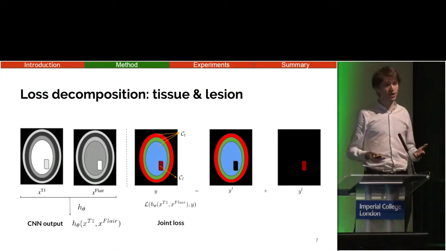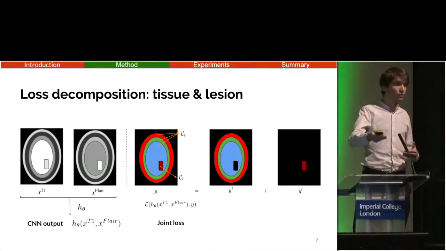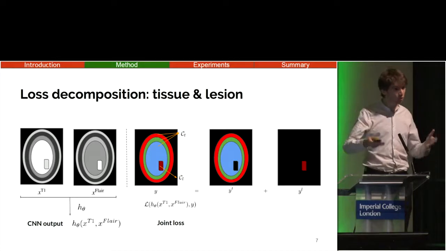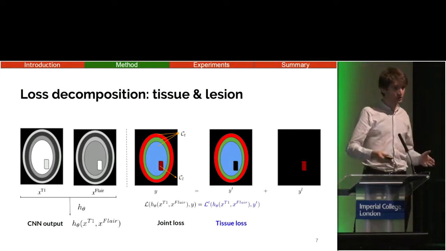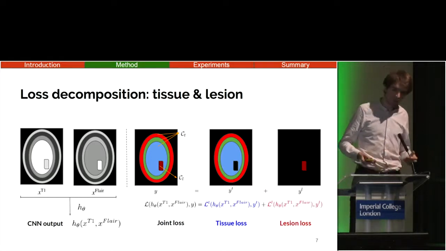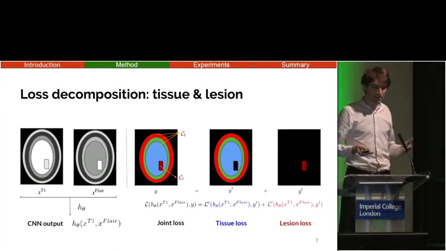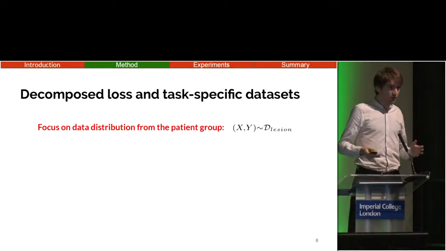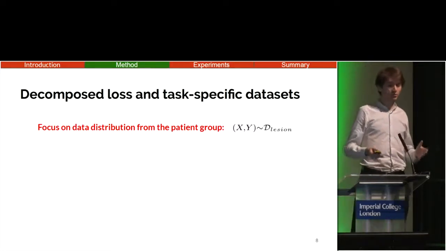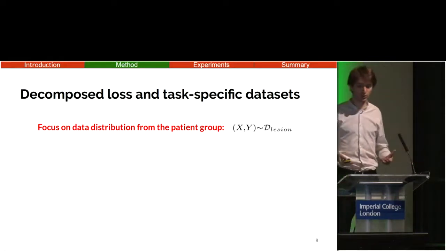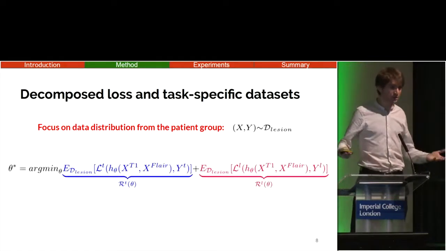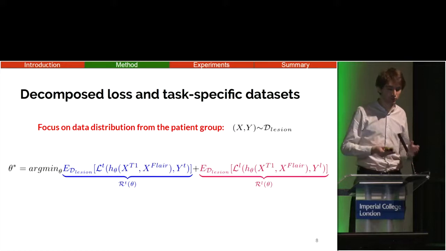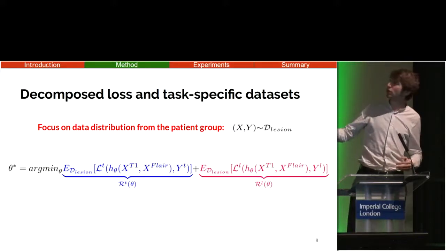Now, if our loss function has a one-versus-all strategy, which is the case for the cross-entropy that we just saw in the previous work, or the Dice or the Jaccard, we can also decompose our loss function into a tissue loss and a lesion loss. So what we want to do is minimize this joint loss, the sum of these two task-specific losses. In this work, we focus on the data distribution that comes from the patient group, because this is the group of interest. So we want to find the best parameters that minimize the expectation of these two losses: the expectation of the tissue loss and the expectation of the lesion loss.